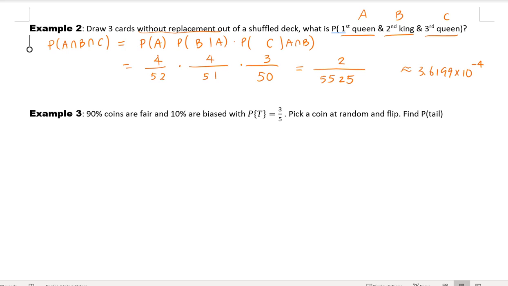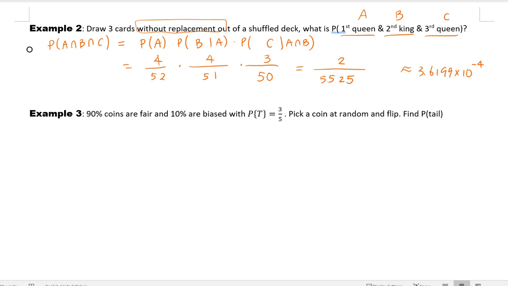It's really important, especially for sampling without replacement, because what we get in the first round really changes the results for the second and third rounds. Okay, so example 3.